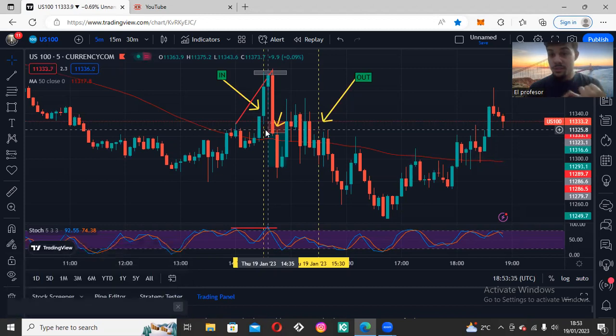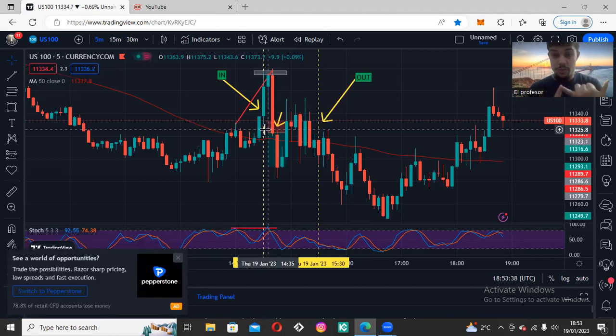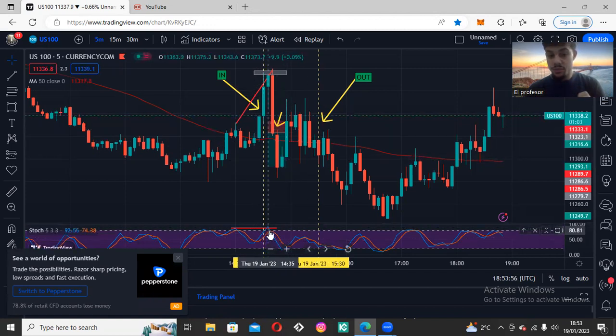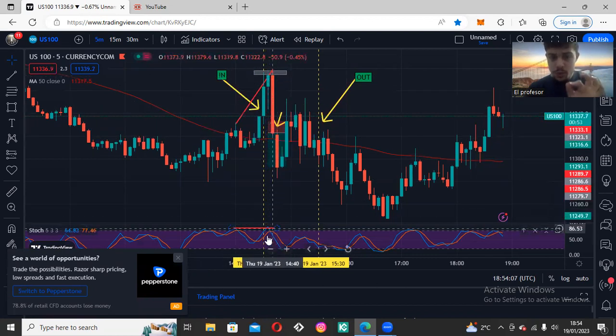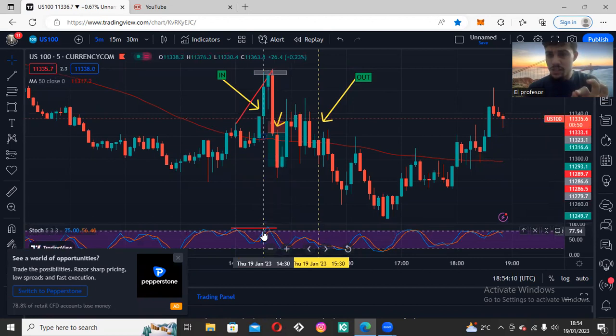So at this point, we have a strong resistance. This is our first confirmation. The second candle breaks the low of the previous candle. And third, the body closes low, and in our confirmation we have a divergence right here. So as we can see, the price looks like it's going up. But when we go to the stochastic right here, the price is not.